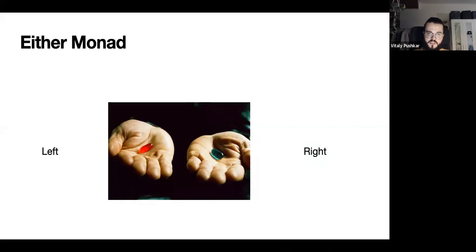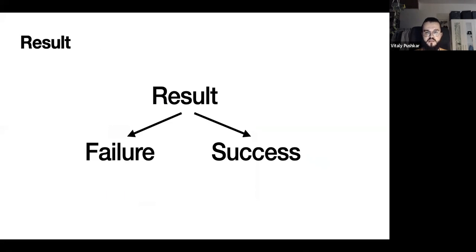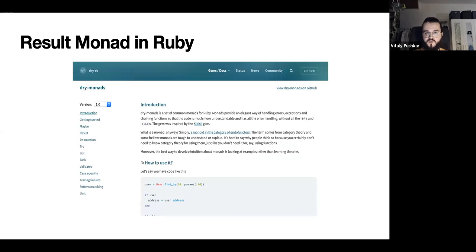And in many languages and libraries where representing correctness with either is indeed the only use case, it's named more specifically. It's called result, with types failure and success instead of left and right accordingly. And this is the case for the Ruby gem used for code examples I will demonstrate in a couple of minutes. It's called dry monads, and it comes from the dry RB ecosystem. I encourage you to go to their website and check the documentation.